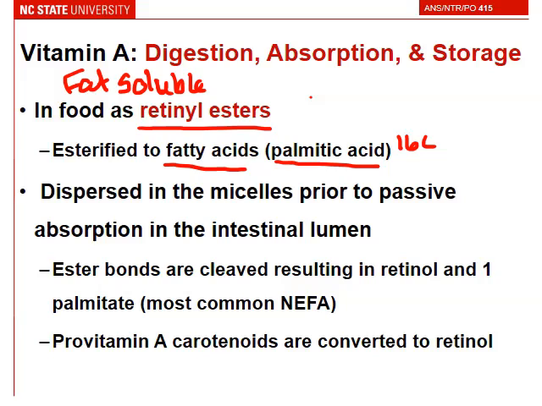Now, just as with many of our sterols where we need to cleave that fatty acid off, we have to do the same thing. So we need to break those ester bonds. So we're going to have one retinol and one palmitate. And this is the most common non-esterified fatty acid that is going to be conjugated to retinol.